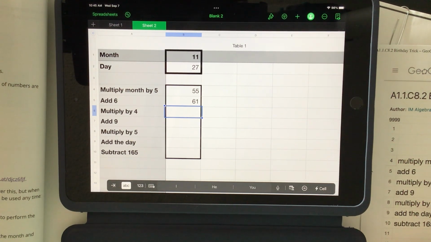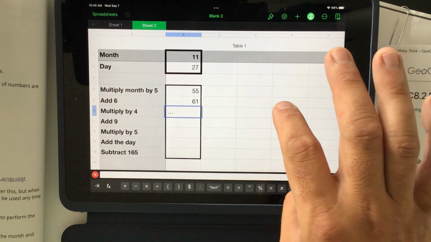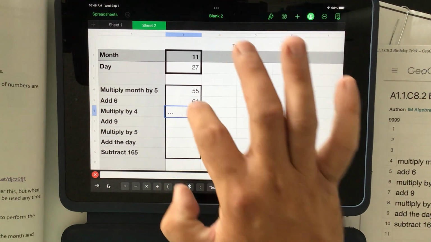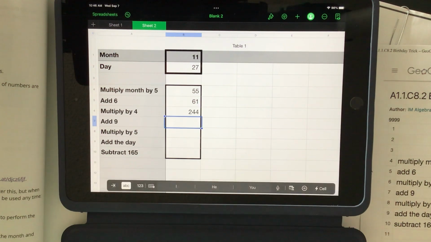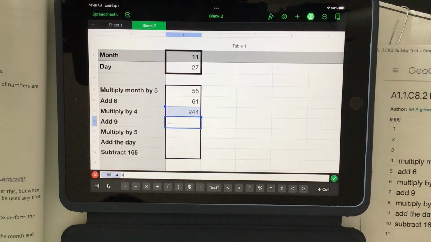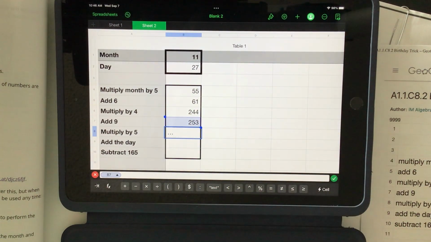Multiply by 4, how do I do that? Equals B5 asterisk 4. Add 9: equals the one above it plus 9. Equals one above it times 5.